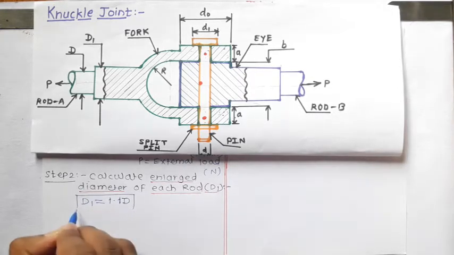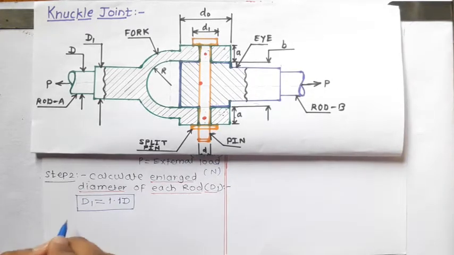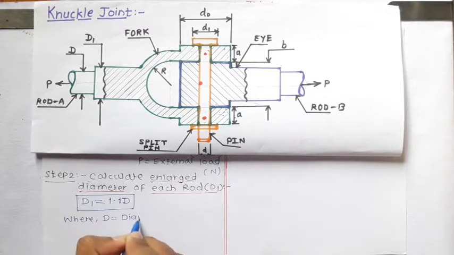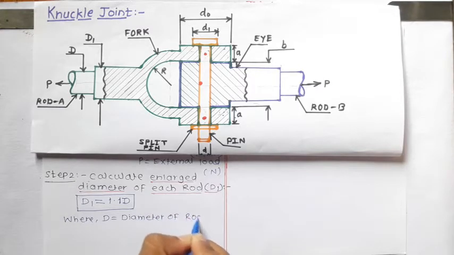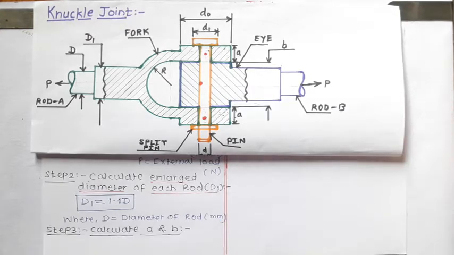So D1 is equal to 1.1 times the diameter of rod, where capital D is equal to the diameter of rod in mm. So in this way we can find out this enlarged diameter of rod.